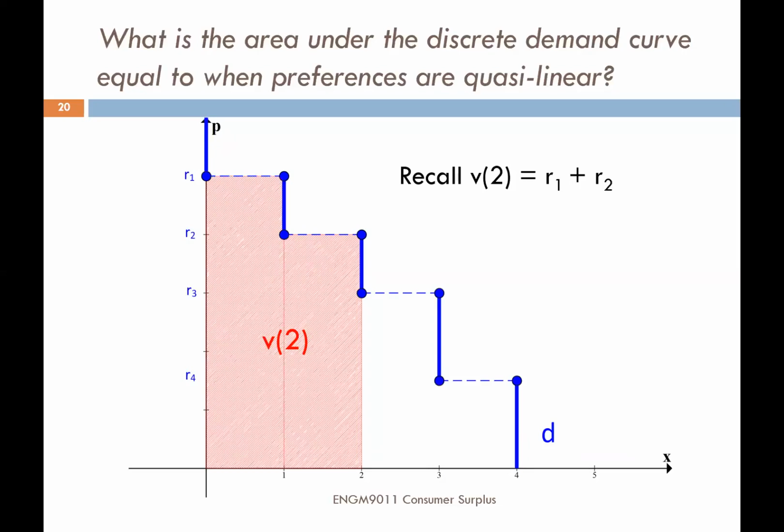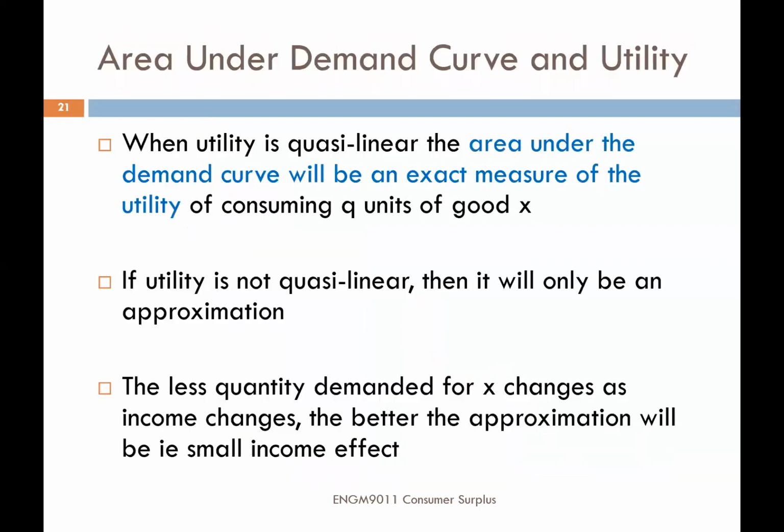All right, so you can guess, therefore, what's happened here with the quasi-linear utility is that the area underneath the demand curve up to the amount that you consume is equal to your total utility of consuming that amount. Right? So if you consume 3 units of the good, then the total utility of consuming 3 units of the good is the total area underneath the demand curve up to X equals 3, and so on and so forth. Okay. So just to summarize, when utility is quasi-linear, the area underneath the demand curve will be an exact measure of the utility of consuming that many units of good X, so I call Q units here, right?